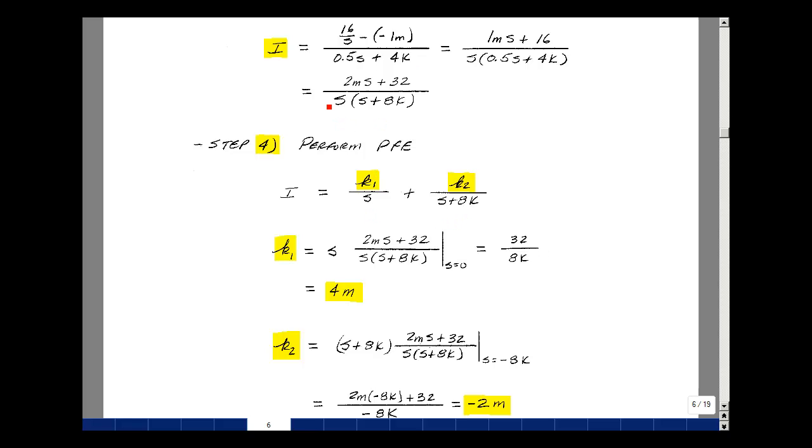Then we'll multiply this by s to find K1 and let s equal 0. Terms cancel, and so I have 2 milli times 0 plus 32 over 0 plus 8k. And that's going to be equal to 4 divided by 1k.